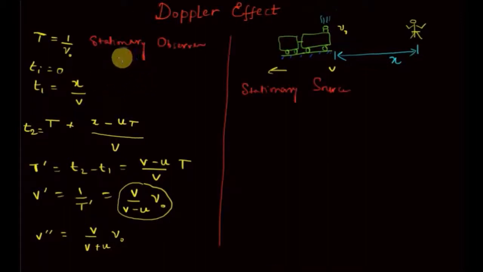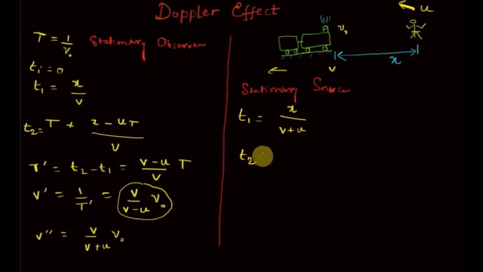So this example was when the observer was stationary and the source was moving. Now let's consider the case when the source is stationary and the observer moves towards the source at a speed of u. In that case, the time t1 at which the observer will hear the first wave will be the distance x by the relative velocity. Since sound is coming from the horn in this direction at speed v and the observer is moving in this direction at speed u, the relative velocity will be v plus u, and so this will be the time t1 at which the observer will hear the first sound.